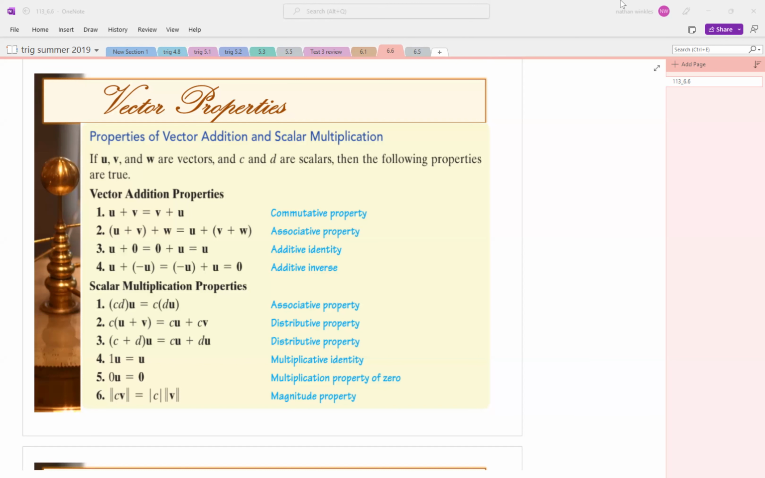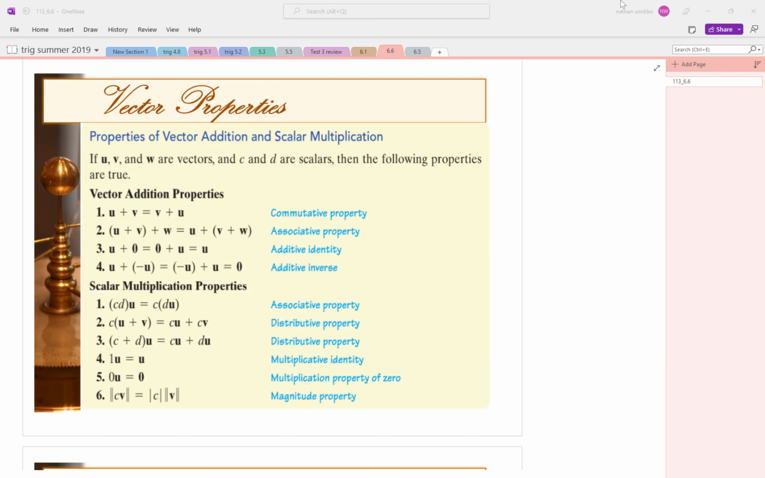Any vector u plus the 0 vector is equal to the 0 vector plus u, which is equal to u. This is our additive identity. u plus negative u is equal to negative u plus u, which is equal to the 0 vector. That is our additive inverse. Keep in mind that the zero vector means all components are zero. It's like your origin, if you think about it.